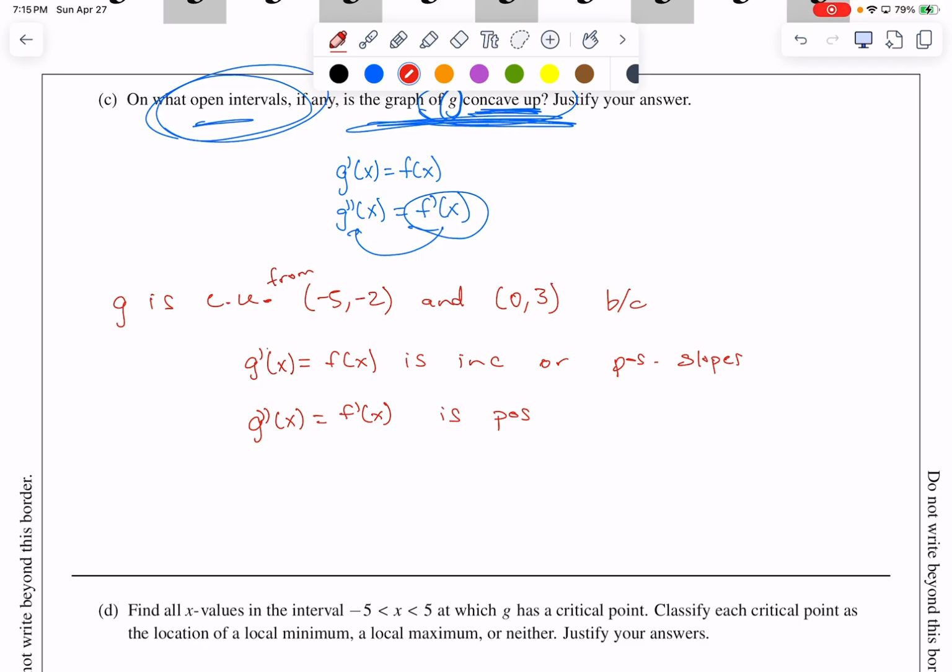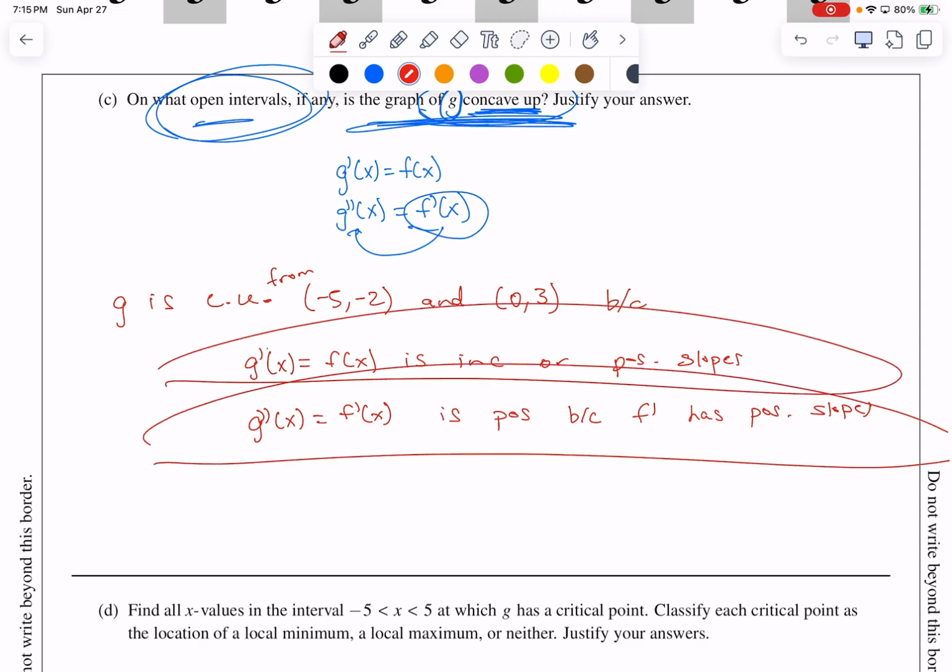Why is it positive? Because F prime has what kind of slopes? Positive slopes. It doesn't matter, but you got to include somehow that you're looking where F prime has positive slopes. The reason I knew G double prime is positive is because F prime had positive slopes. That's the connection you got to make. If you make that connection, you are going to get 2 points for that. 1 point for the answer, 1 point for the justification.